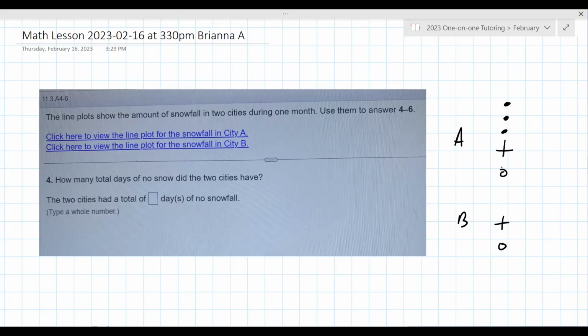Okay, so together it's 3 plus 0. So there's 3 days that had no snowfall. All right, so I'm just getting the pictures uploaded, but maybe you could enter that and then we can look at part B. You can send over or tell me verbally what part.